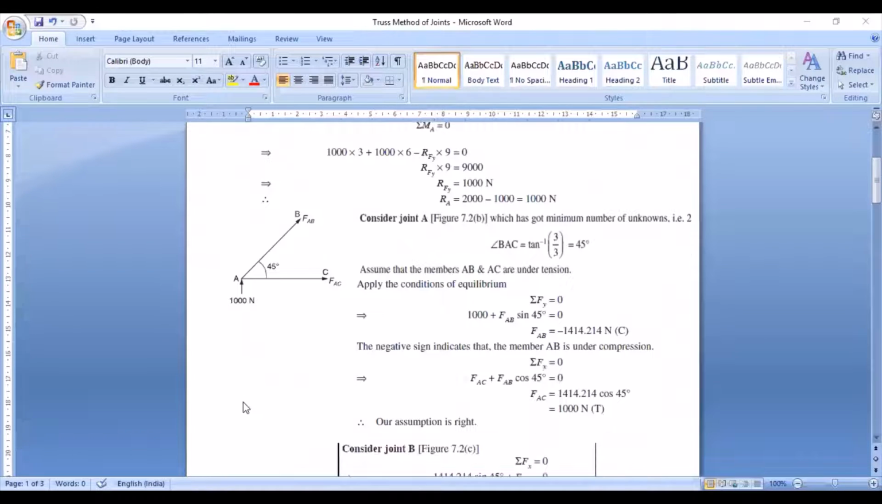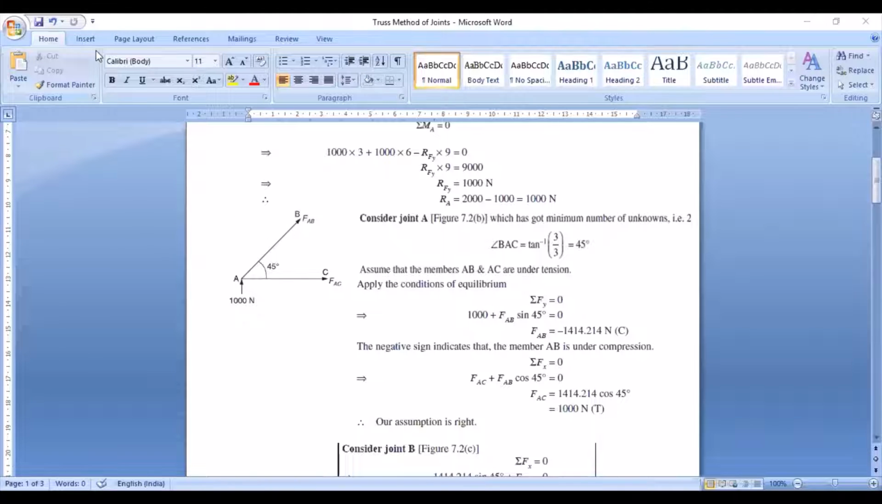Let us see how many horizontal, vertical, and inclined forces are there. There is one horizontal force, one vertical force, and one inclined force, and we all know that an inclined force is to be resolved. So this FAB is inclined at an angle of 45 degrees with respect to horizontal. Thereby, you have a horizontal component and a vertical component as well. Now, the first equation of equilibrium we shall apply is sigma Fy equal to 0. I have two vertical forces. One is 1000 Newton and the other is the vertical component of FAB.